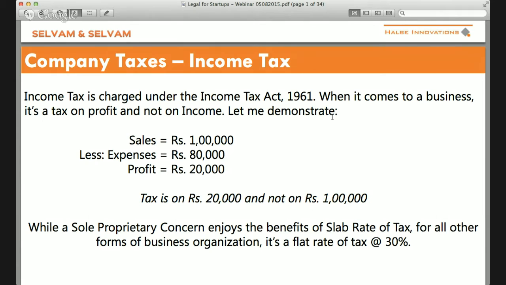When it comes to sole proprietary concerns, they enjoy the benefit of slab rate, which means from 0 to 2,50,000 Indian rupees, there is no tax. From 2,50,000 rupees to 5 lakh rupees, it's 10%. 5 lakh to 10 lakh is 20%, and beyond 10 lakhs is 30% rate of income tax. This is for financial year 15-16, and it changes every year. So you will have to check the year in which you are watching this. For every other form of business organization, there is a flat rate of tax at 30%.